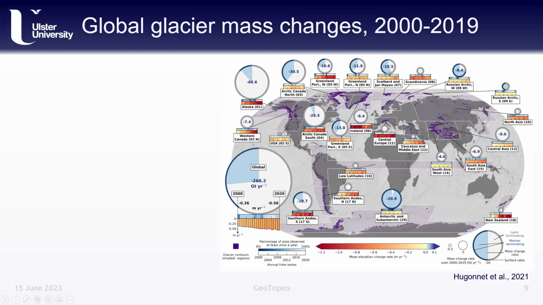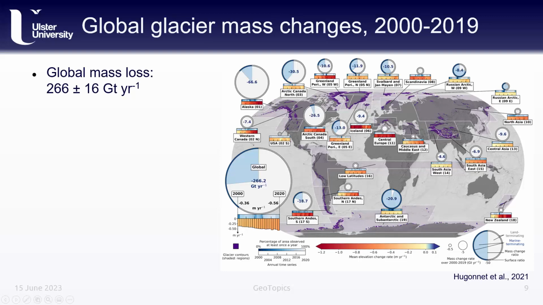And so this was some work that we published a few years ago that shows this. And so you can see, starting up in the top here, glaciers in Alaska and Northwest Canada are contributing by far the most in terms of glacier mass loss at about 66 gigatons per year. Globally, glaciers are losing about 266 gigatons per year.